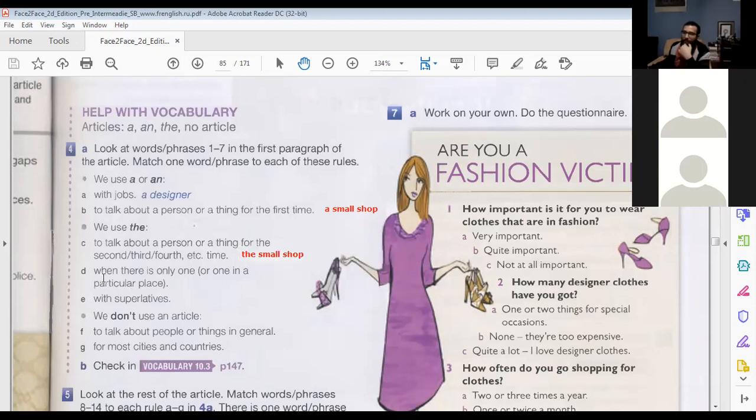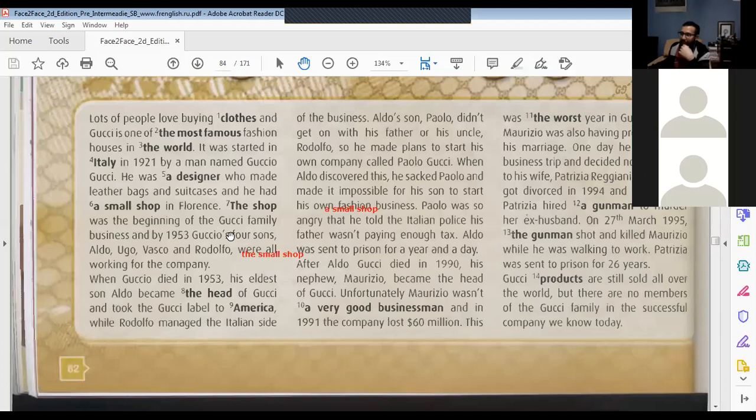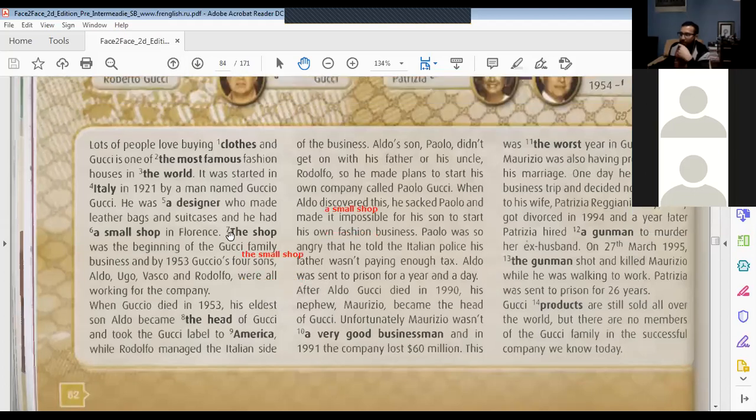All right, but there's another two ways of using the. So it says here that we can use the when there is only one or one in a particular place. So here I want you to look for something unique where there's only one of it. There's only one of a kind. Do you get the idea? Like the sun, the earth, something like this. Can you find a word like this where we're talking about something unique or something that there's only one of a kind of?